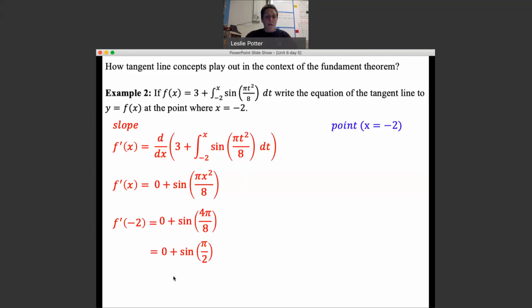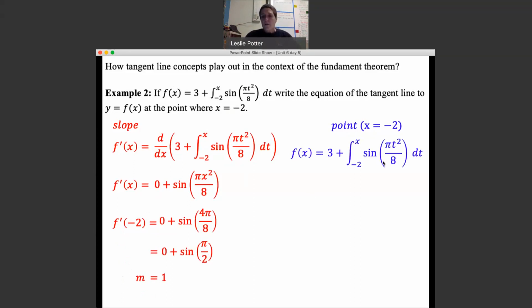The y coordinate is 1. So the derivative at -2, f prime of -2, is 1. So we know that's our slope. Okay, so we're halfway there. We've got our slope now. We need our point. We've got our x. We're going to find our y by coming back to the original function and sticking in -2 for y. Excuse me, -2 for x.